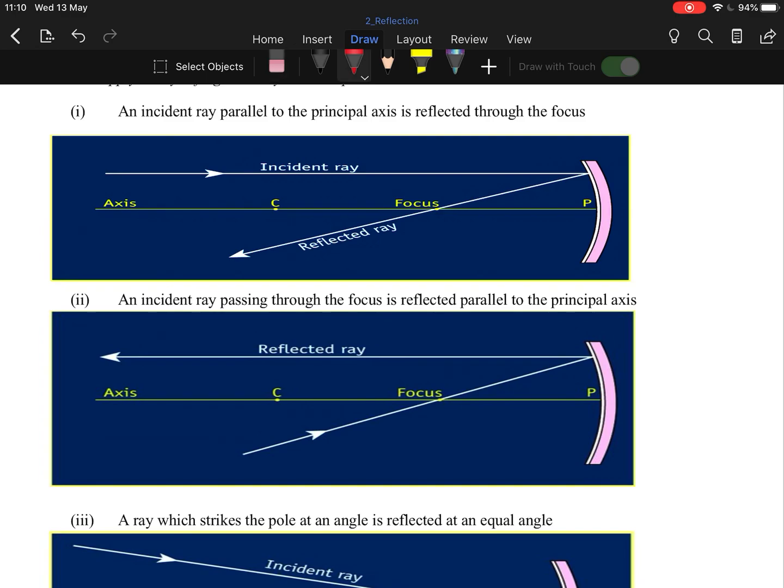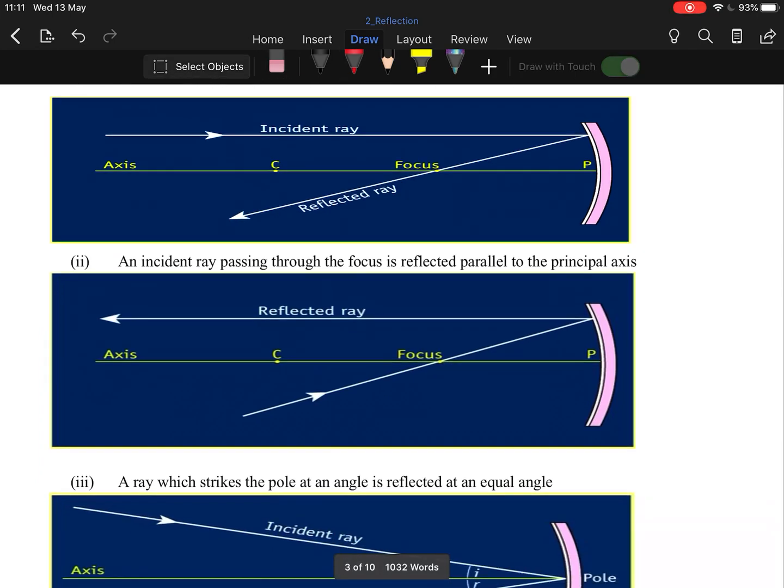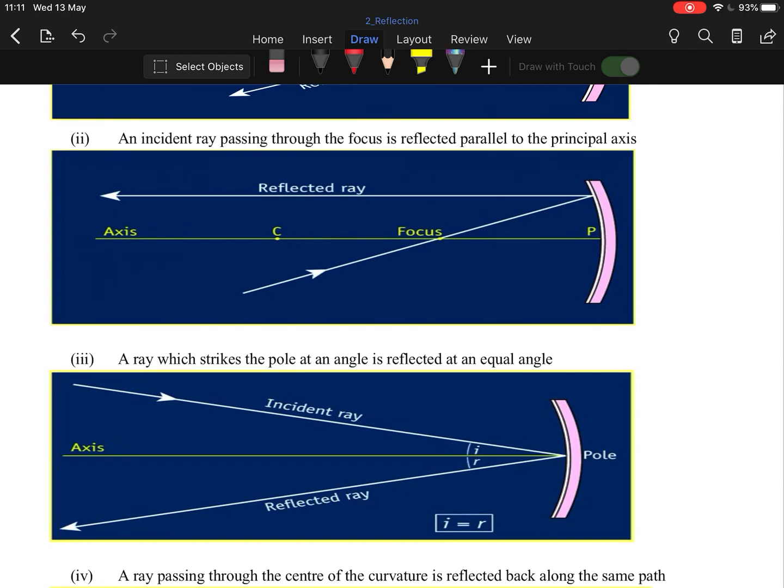By Newton's law, therefore, if it goes through the focus, it should come out parallel. You see? So by drawing one, knowing one, you know two. That's the trick with physics. An incident ray passing through the focus is reflected parallel. So two are down there.